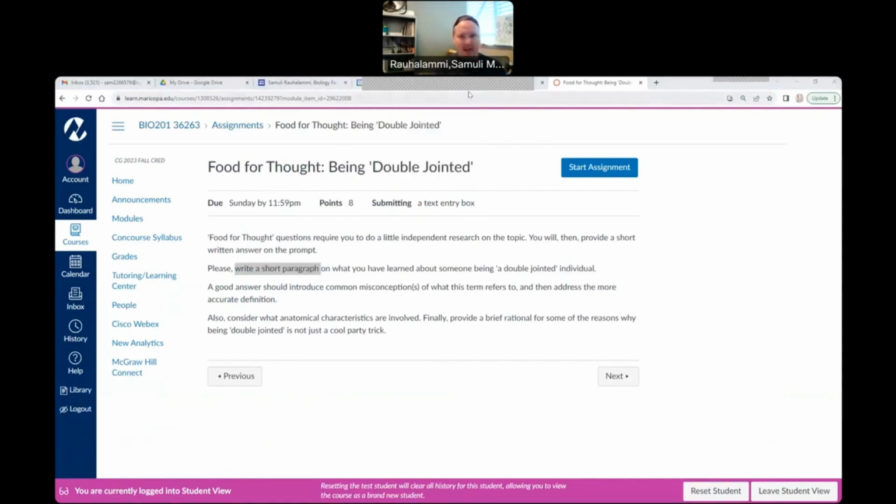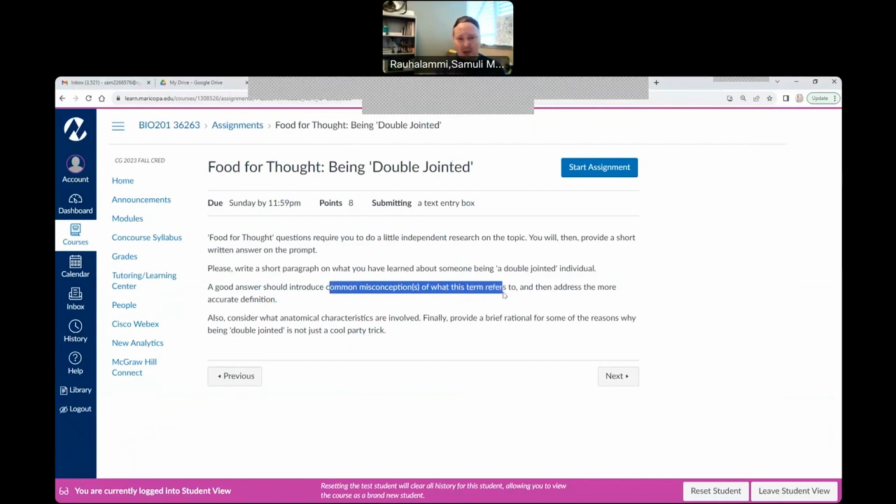But that is something that I'm looking for. For some students, it's a couple of sentences. For some students, it's a couple of paragraphs. But what I'm looking for is common misconceptions of what this term refers to, being double jointed, and then also addressing what is the more accurate definition.